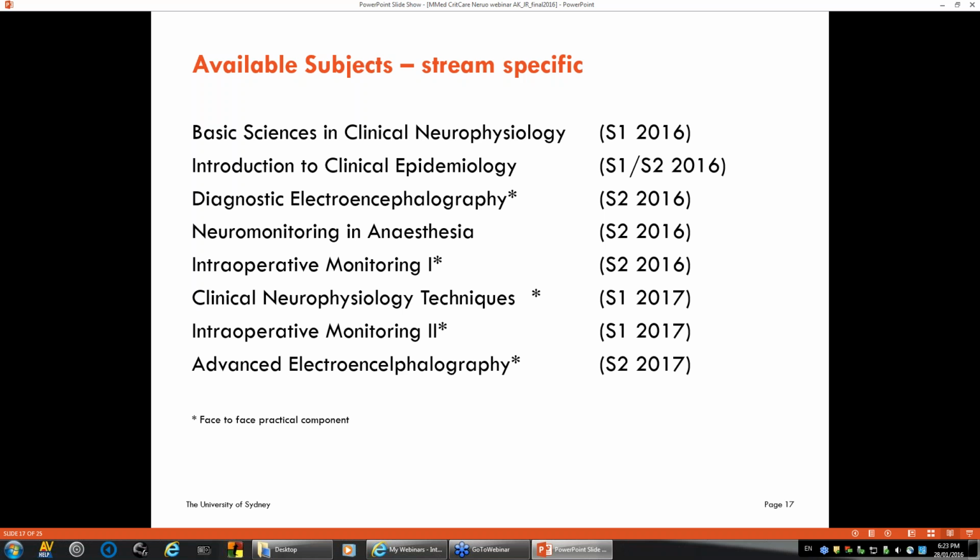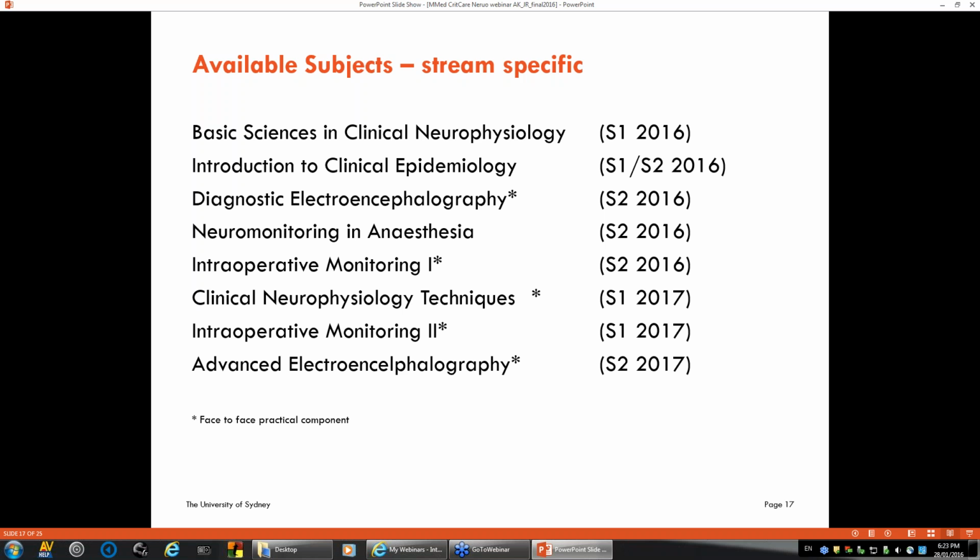Intraoperative monitoring 1 and 2 are particularly designed for people who are going to provide monitoring during neurological and non-neurological surgery at-risk structures, particularly looking at things like multimodal monitoring for spinal surgery, for intracranial surgery, and for extracranial surgery where neurological monitoring is required.